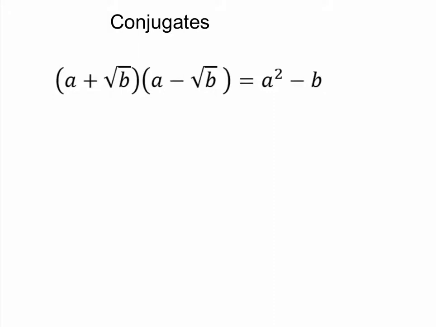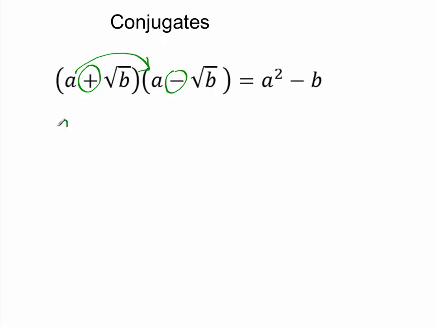Let's look at conjugates and see what they are. The conjugate for a radical, a plus the square root of b, is a minus the square root of b. You're always going to change the sign right there. And when you multiply them together, you're going to get rid of your radical. Let me FOIL this one out to show you.